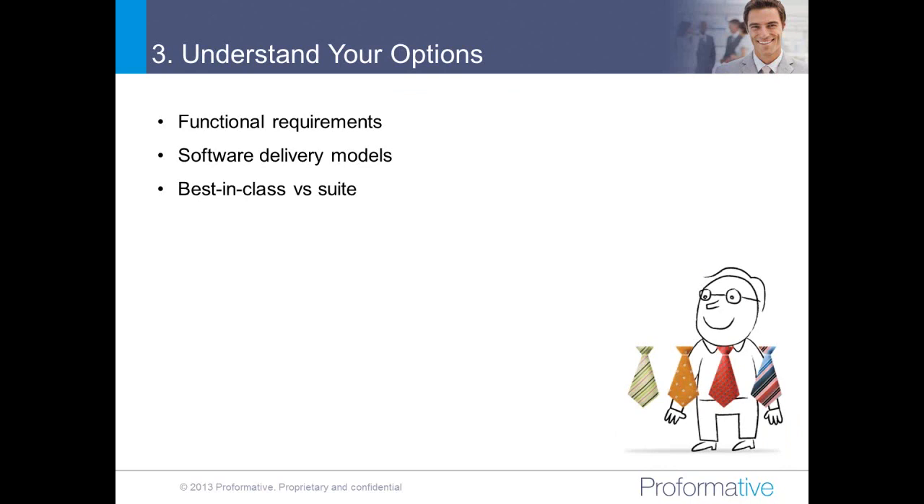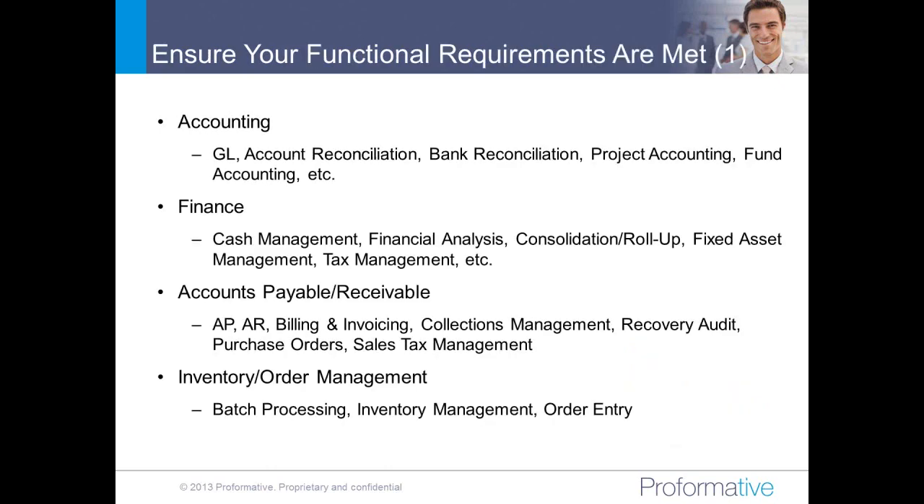So once you've defined the requirements, you've talked about what's needed, you've quantified the pain, you've started to build a return on investment, one of the things that's important is to begin to understand the options. So that's the functional requirements: what do we need the product to do? We need to understand the different software delivery models, and then we certainly need to understand the difference between best-in-class and suite. So one of the things that's important is to understand how deep financial applications have become.